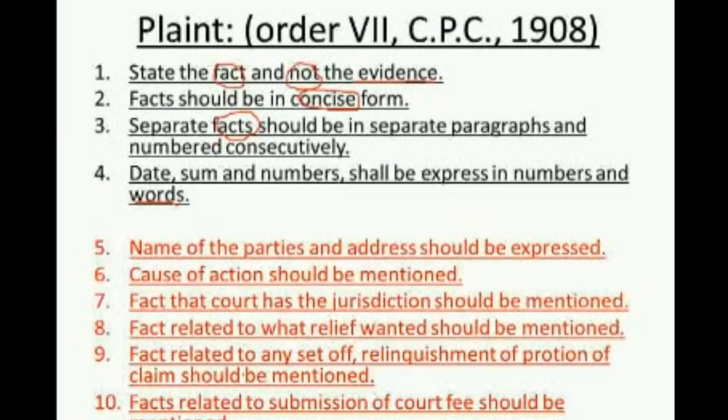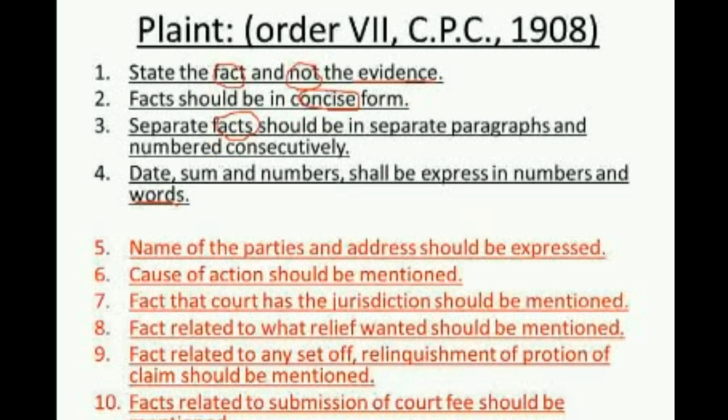Fact related to any set off, relinquishment or portion of claim. If in your plaint your client set off any statement or set off any claim or relinquish any portion of the claim, then you have to mention in your plaint that this kind of thing has happened.